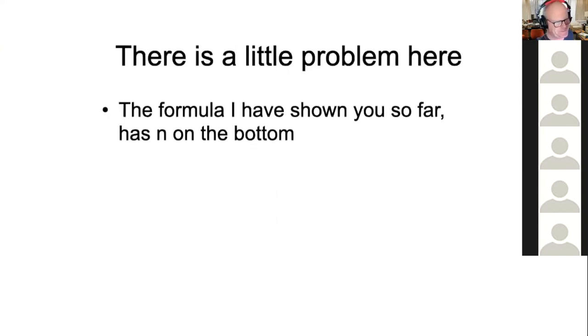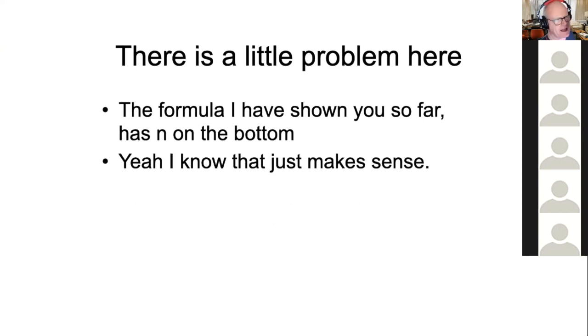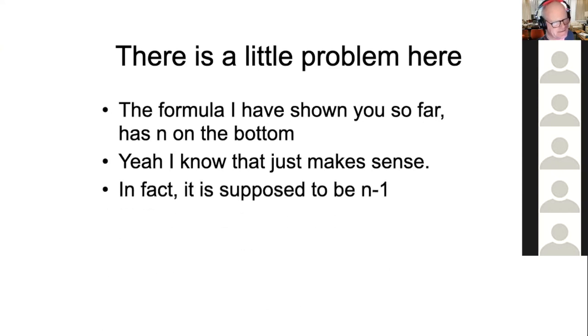There's a problem here, and you know the problem. The formula I've shown you so far has n on the bottom. N is the number of observations. And I know that just makes sense. I'm well aware. This sucks. Because it should just make intuitive sense. It's supposed to be n minus 1.